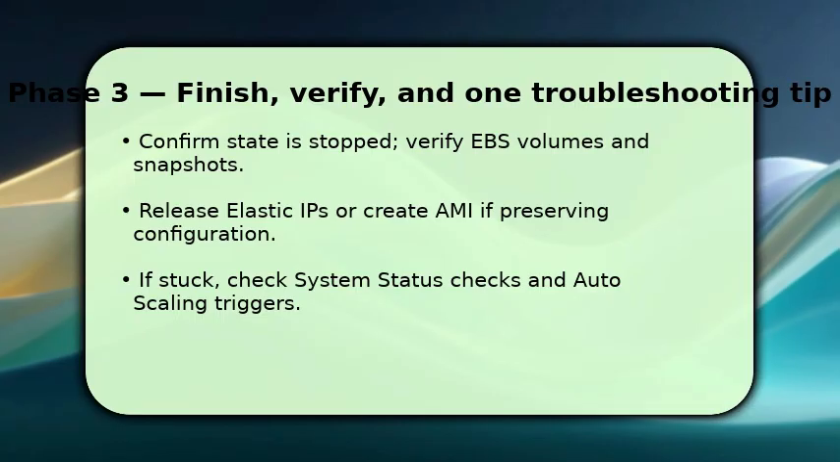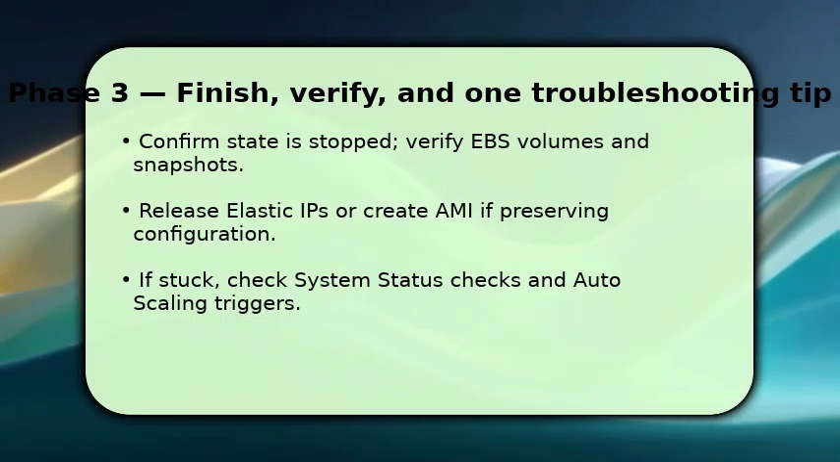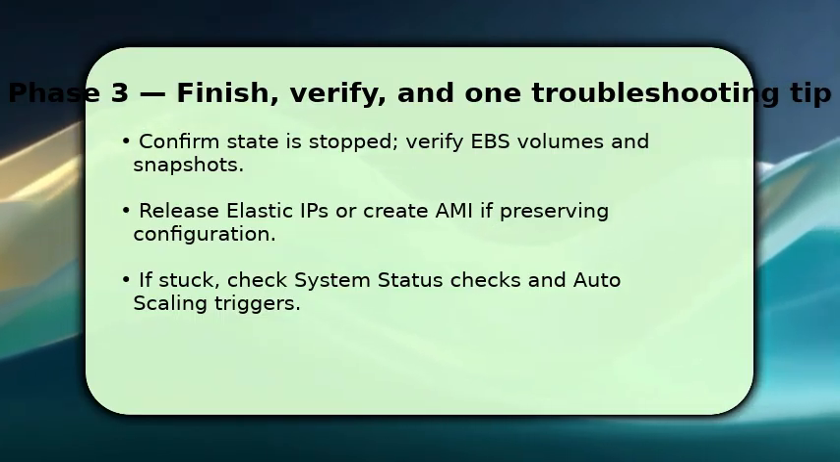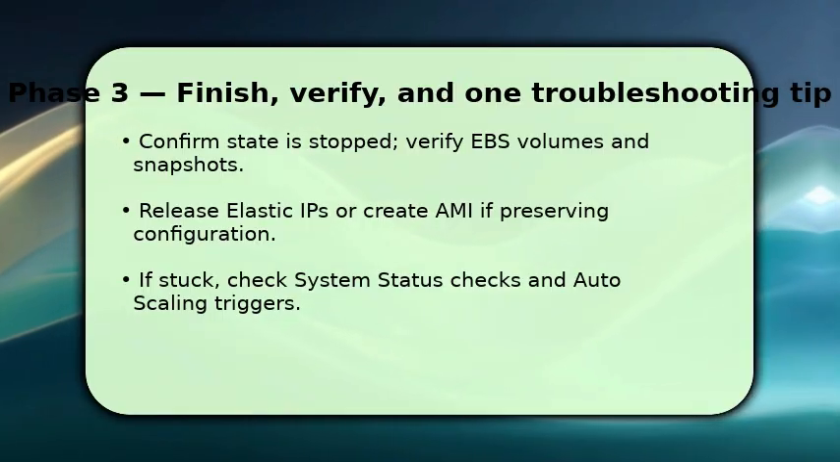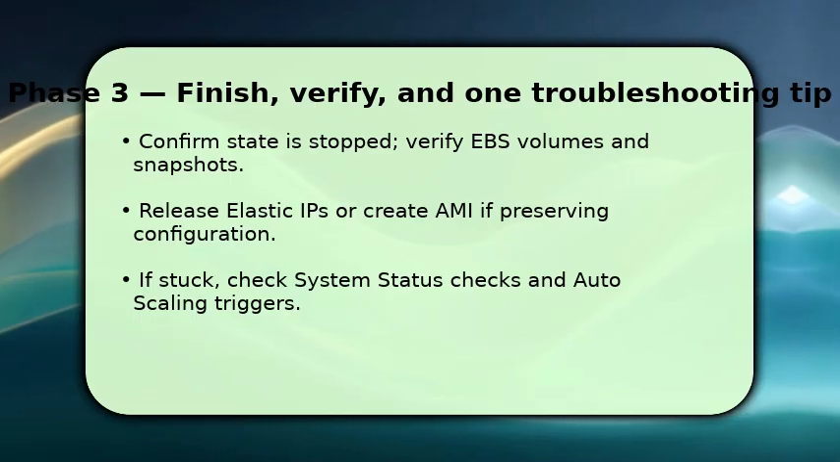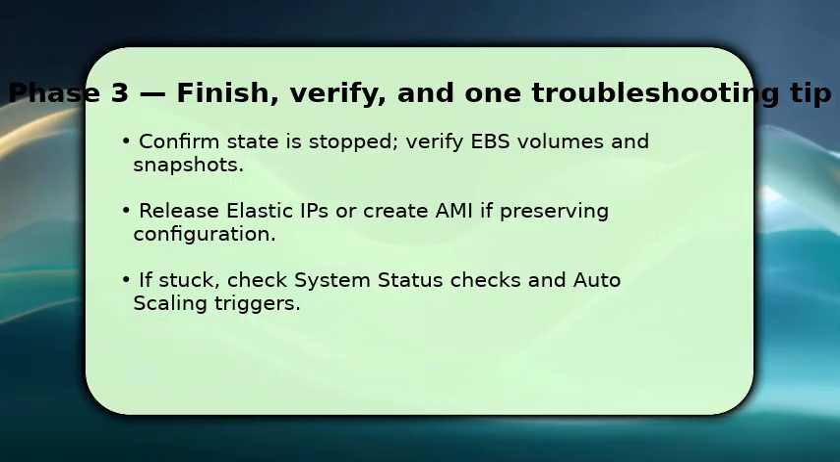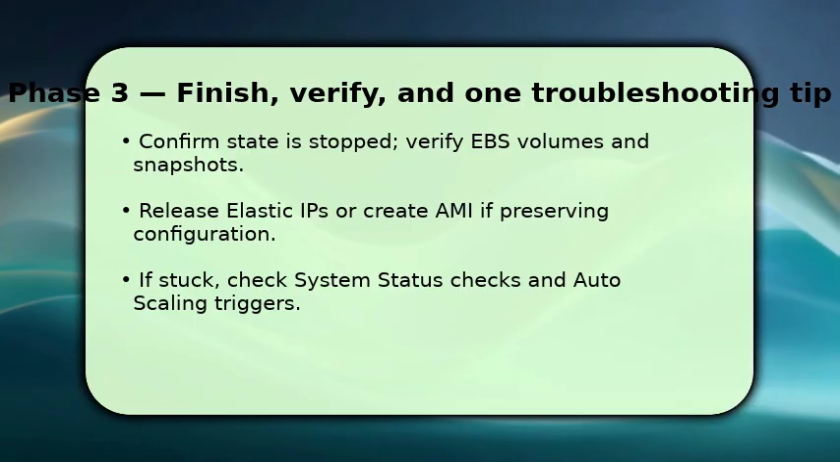You finish by verifying the instance state is stopped in the console or via CLI, and then confirm attached EBS volumes and snapshots are intact. If you want to preserve a golden image, create an AMI now. Otherwise, release any elastic IPs you don't need.